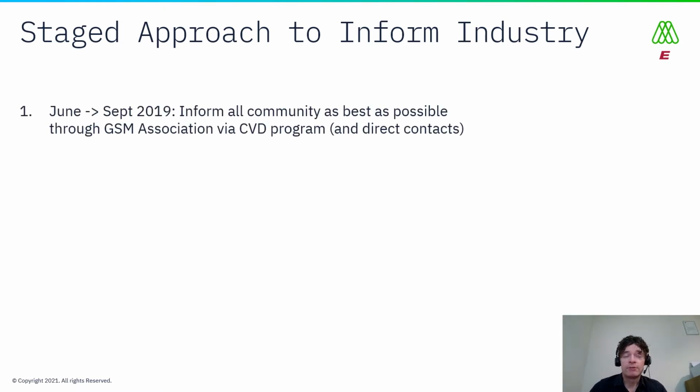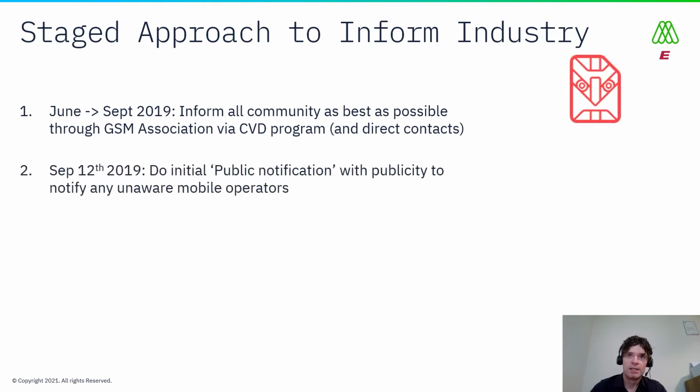One is that for several months we informed the community as best as possible, both through the GSM Association CVD program and also direct contacts, reaching out to the operators that we could see were being affected, telling them that this technology is present on your SIM cards, it's being actively exploited, and you need to mitigate this. And a lot of technical information was given behind the scenes to these operators. However, we then made the decision on September the 12th, 2019, to do initial public notification with publicity and the brand to notify any unaware mobile operators.